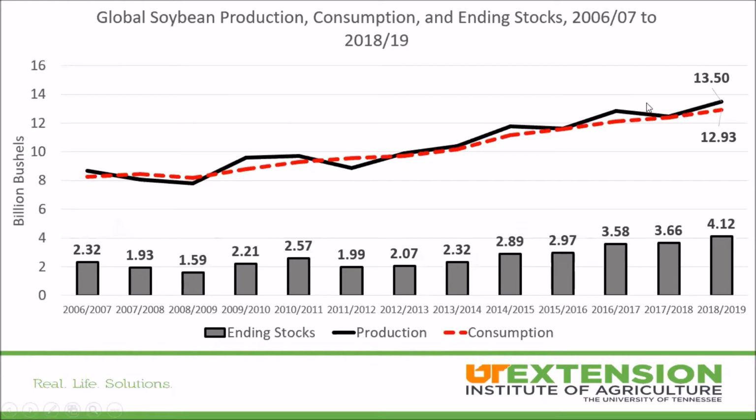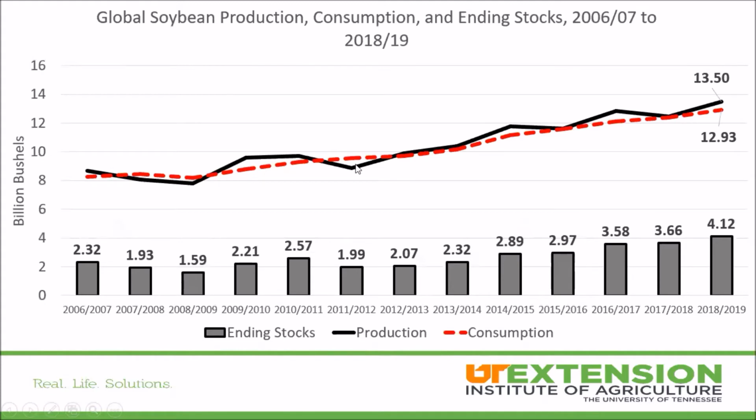But what we've seen in recent years is that production has outpaced consumption. Anytime you see that, you will end up seeing a build in stocks. The one thing I will point out, though, is that we've seen really, really strong demand for soybeans. We've kind of produced more than what we've been using, but the demand has actually been really strong.